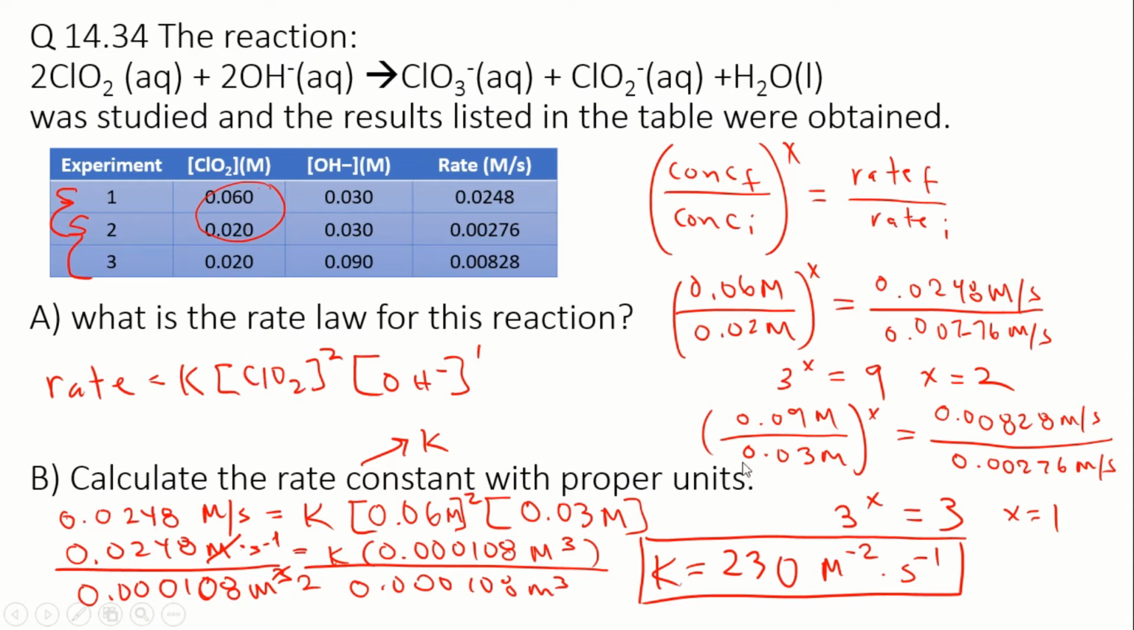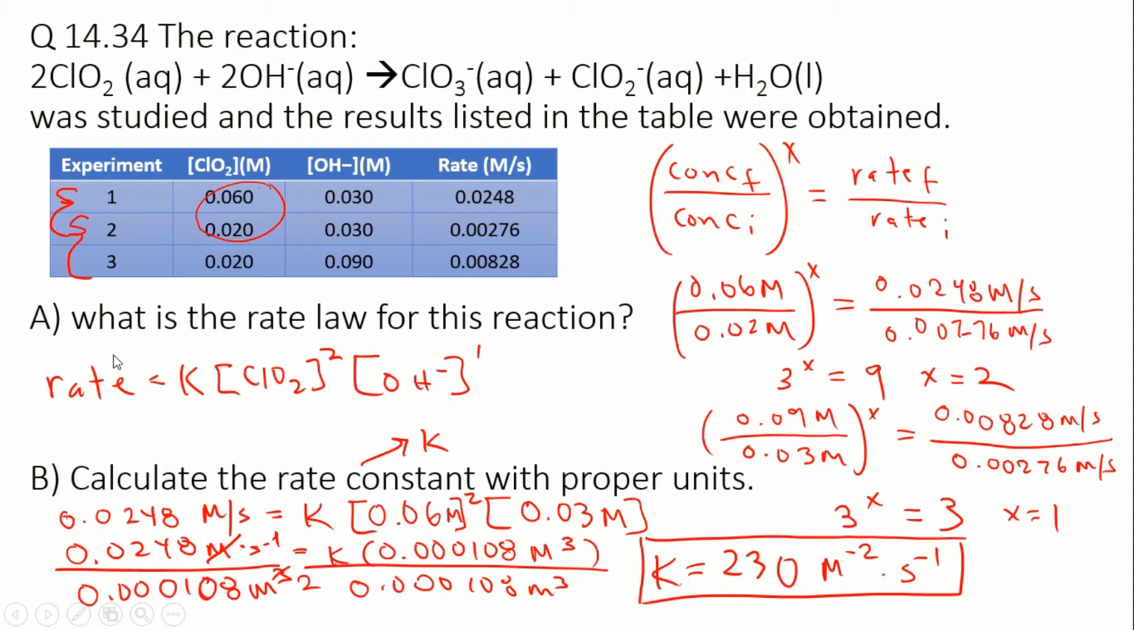And now we want to look at entries 2 and 3, where we keep this concentration constant and we change the concentration of hydroxide. So we're going to do the same thing, and again I would just do the highest concentration on top. So 0.09 divided by 0.03 equals 0.00828 molar per second divided by 0.00276 molar per second. We're left with 3 to the x equals 3. Well, x must equal 1.